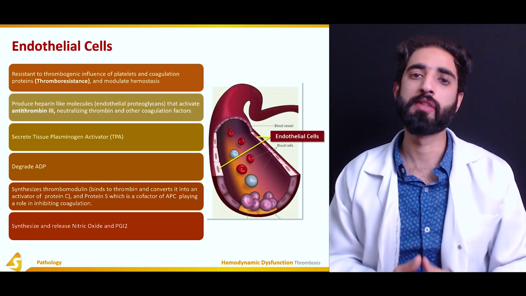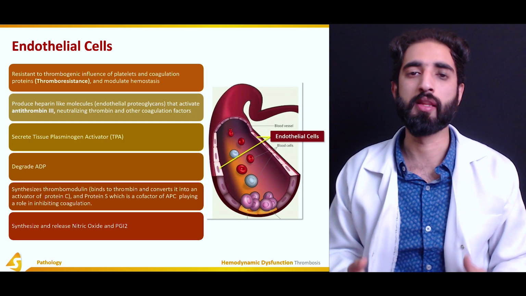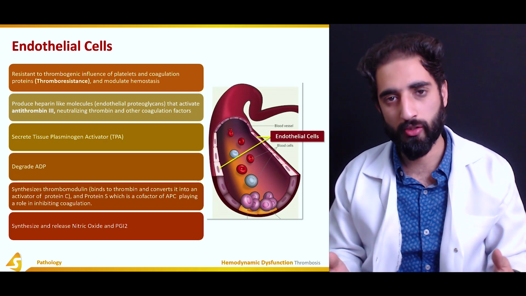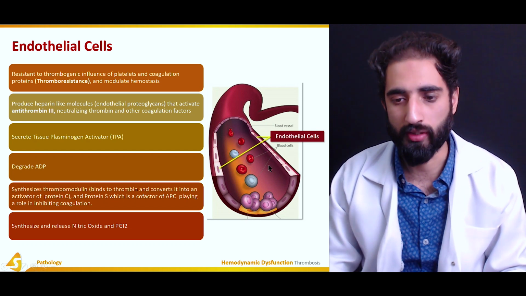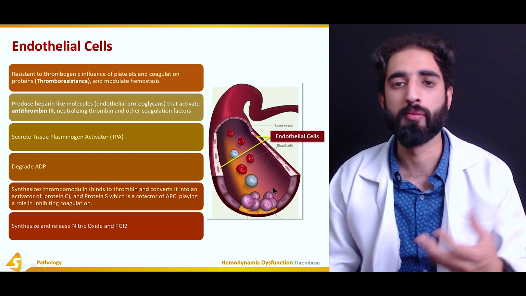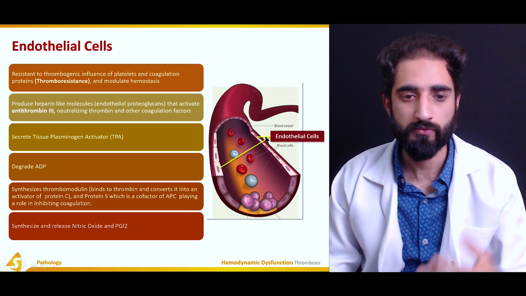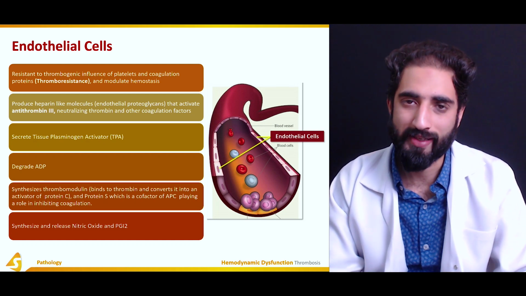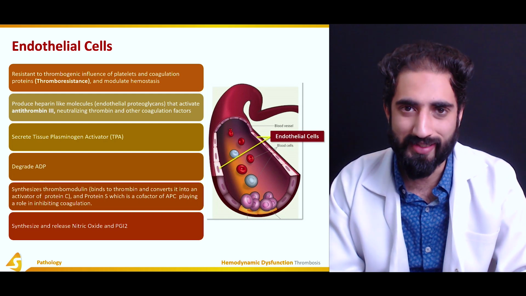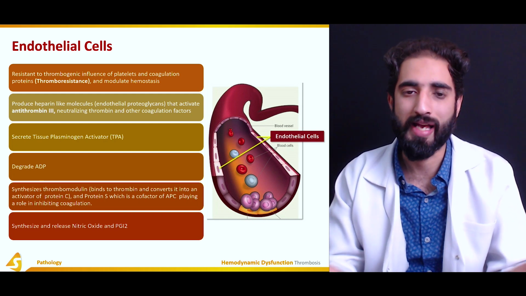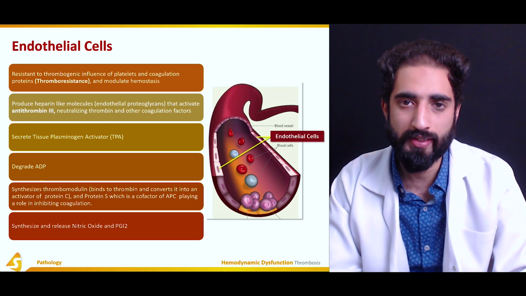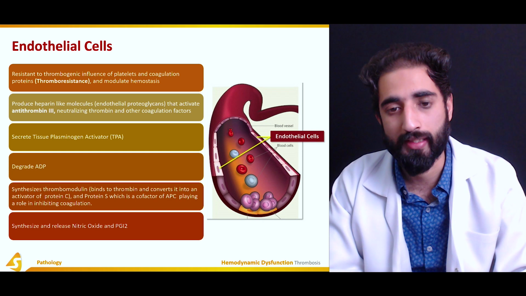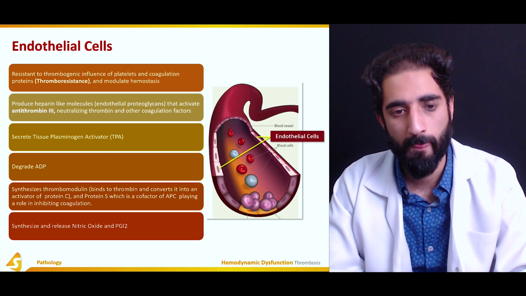Now, the second type of contributors in the thrombus formation were endothelial cells. So what are endothelial cells? As I already mentioned, these are actually the lining of the blood vessels. So they are resistant to the thrombogenic influence of platelets and coagulation proteins, which is also known as being thromboresistant, and their function is to modulate hemostasis.